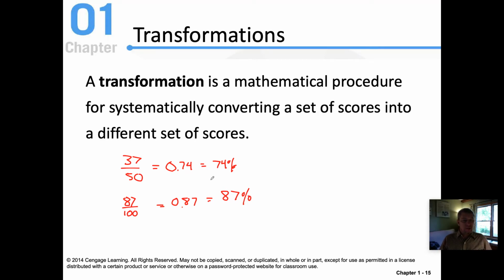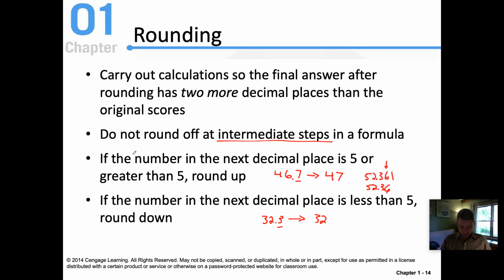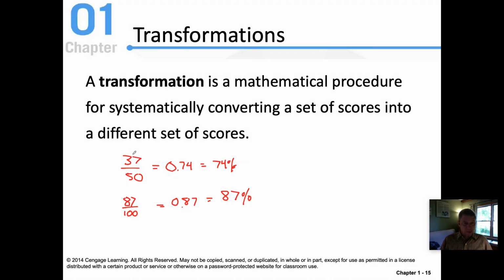Each of these two steps that I represented between here and here is a transformation, and converting the proportion into a percentage is also a transformation. When we transform numbers, especially in statistics, generally speaking, we're trying to get them to all fit into the same mold. That's what transformations are really all about, so that the numbers are comparable.